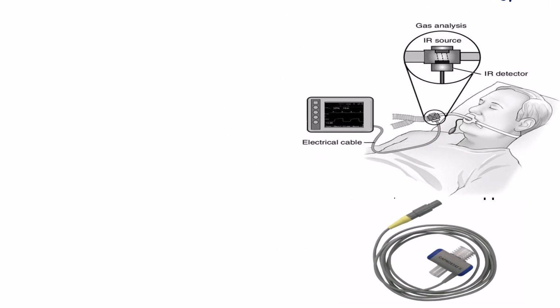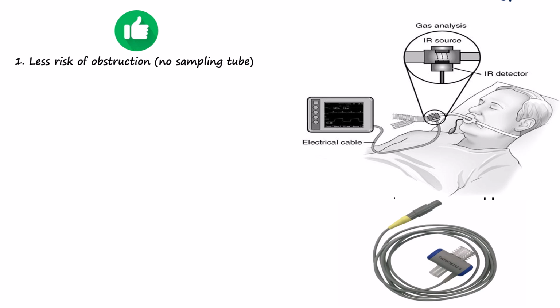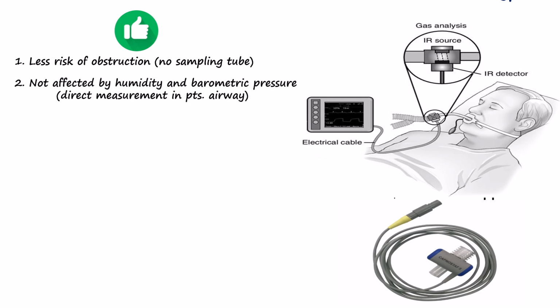Mainstream capnography has several advantages. First up, since it does not require a sampling tube, there is no risk of tube obstruction. It captures the infrared absorption of CO2 in real time under the same ambient condition as the patient's airway. This avoids the influence of external environmental changes such as pressure drop or added moisture. And because it provides direct measurement of exhaled gas, both the waveform and the numerical readouts are available in real time with no sampling delay.